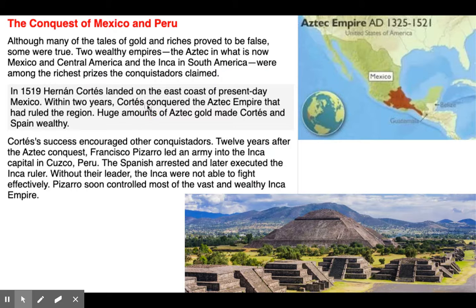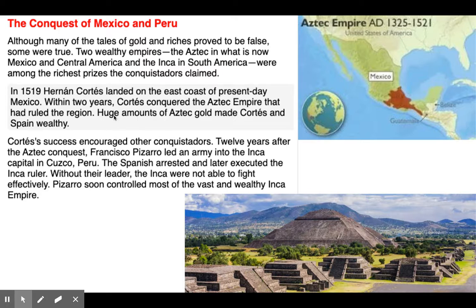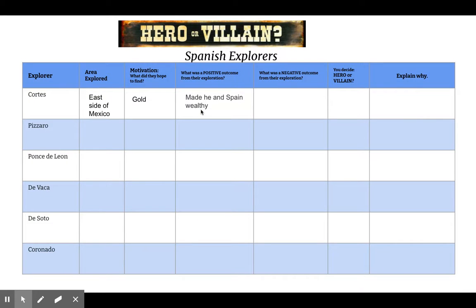What were they really looking for? Okay. And it says huge amounts of Aztec gold made Cortez and Spain wealthy. And that was something they were looking for. So what did they hope to find? Gold. And what was a positive outcome from their exploration? They got huge amounts of Aztec gold and it made them wealthy. So it made he and Spain wealthy.